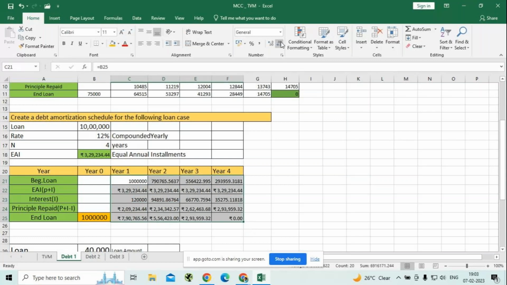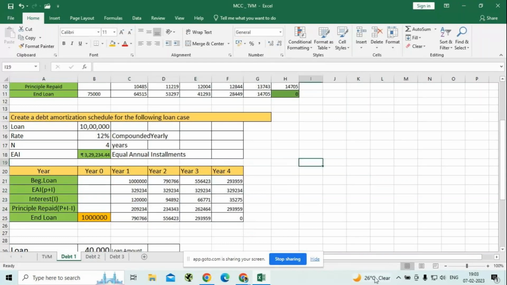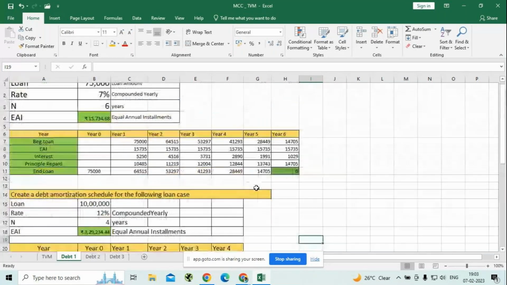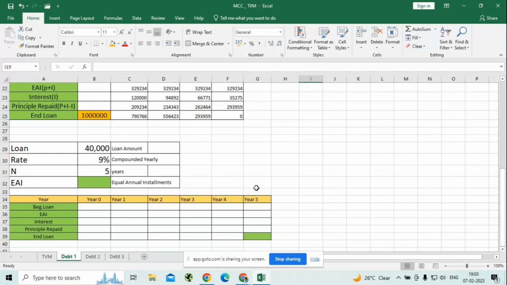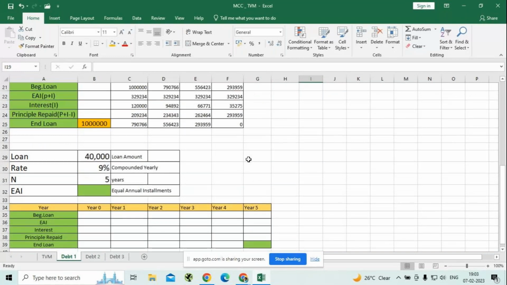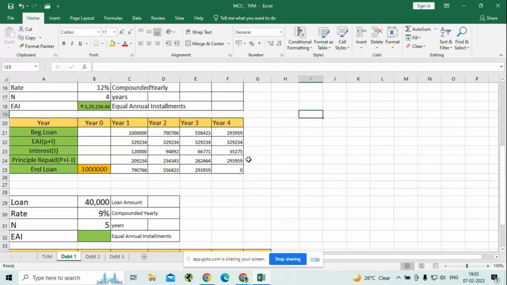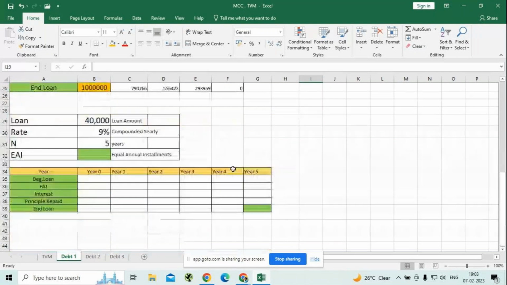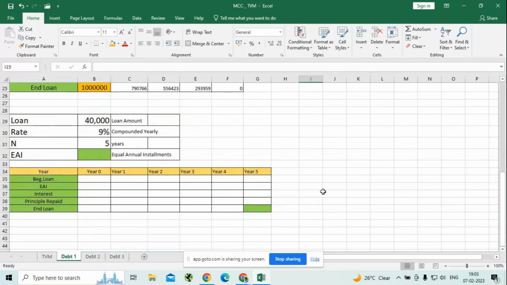Is that clear to everyone? Is that understood, everyone? Yes, sir. So this is called debt amortization. This is for yearly calculation. I'll leave it, so you can refer to it. I'll share the same document once again with you people. Keep it for reference and you will be able to do it.